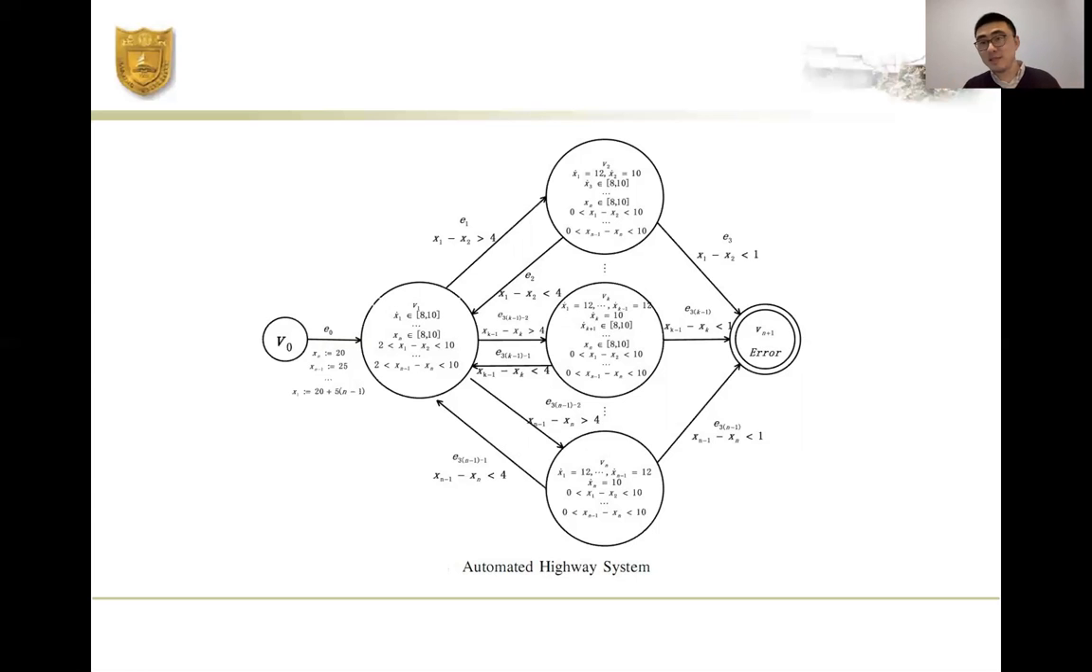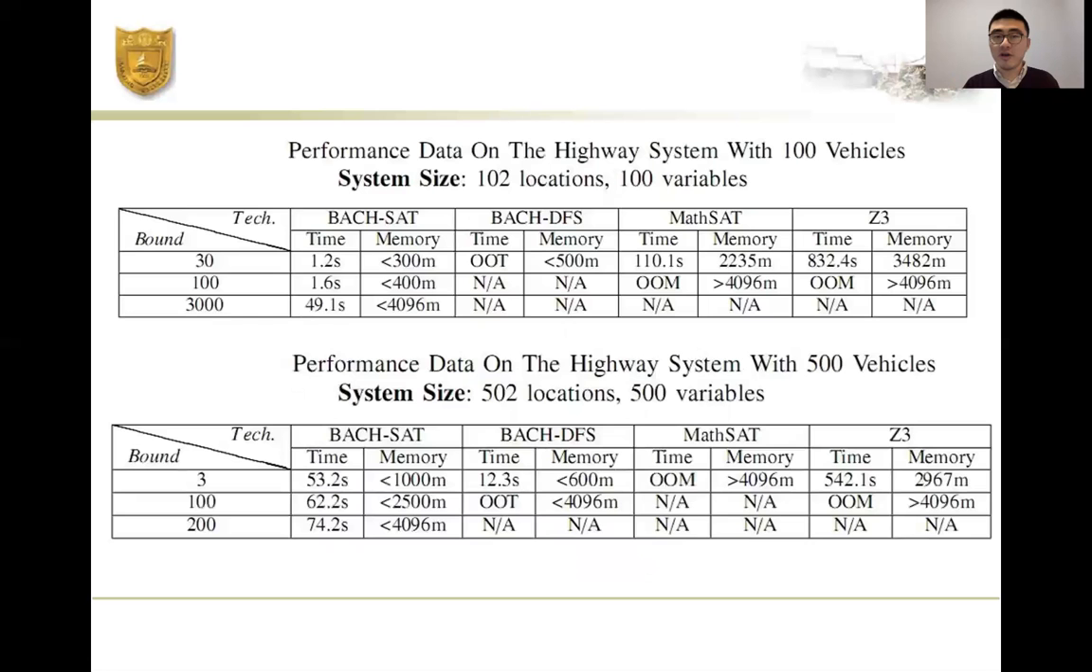It will make the system very large and difficult. And so we consider it as a wonderful case study to see whether our method is scalable or not. So first we check the system with like 100 vehicles. By 100 vehicles, we mean the system has like 102 locations and 100 variables. So you can see it's very interesting.